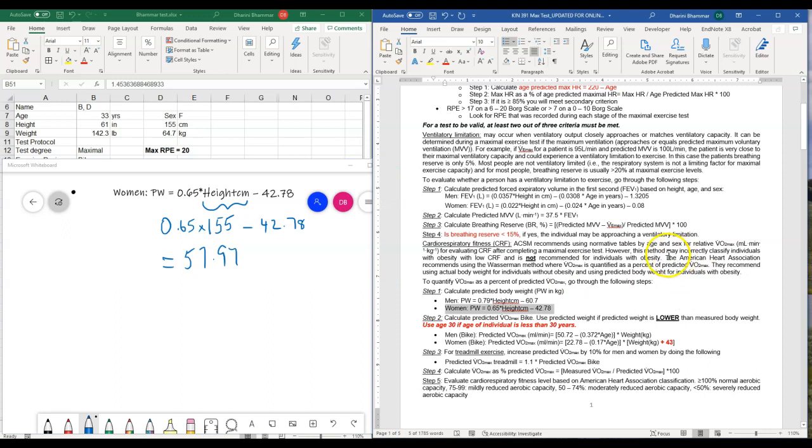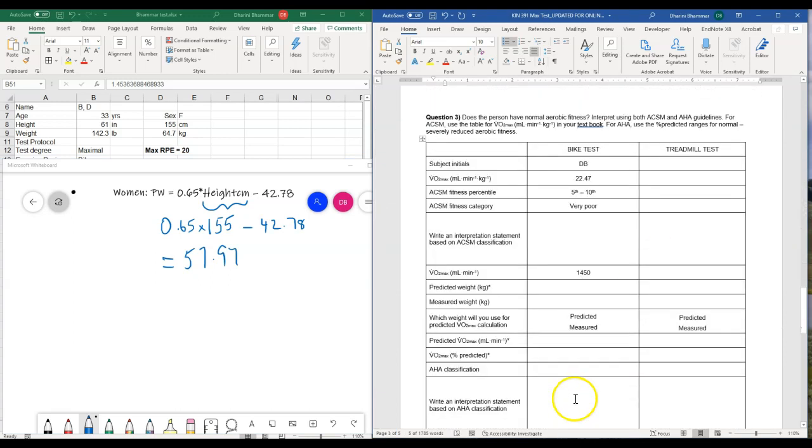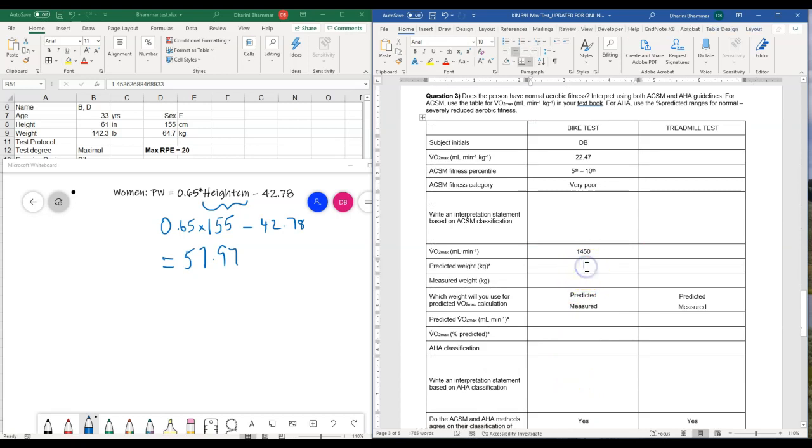So let's transfer that over. Predicted weight is 57.97, measured weight is given in the Excel sheet, 64.7. So which weight will you use? If the measured weight is greater than predicted weight, then you have to use predicted weight. So we'll be using predicted, and then we'll have to calculate predicted VO2 max based on predicted weight.